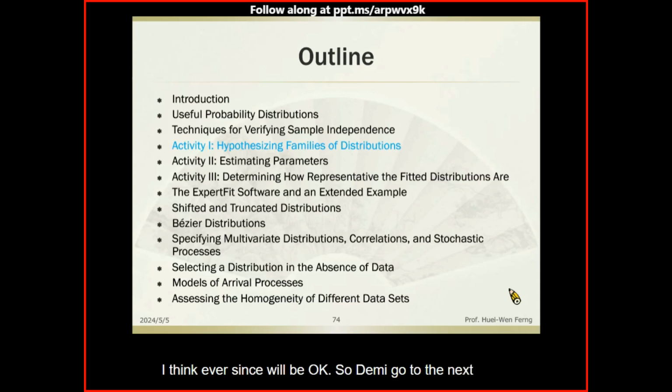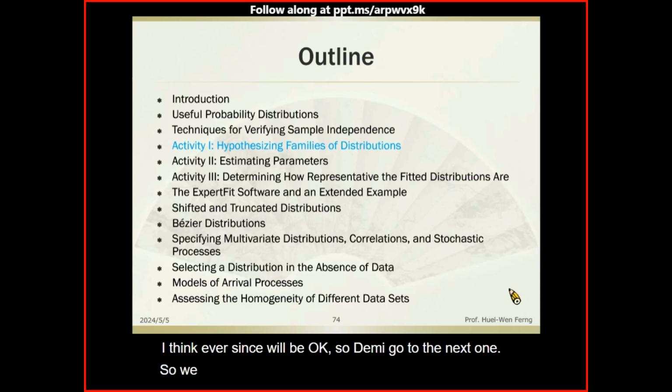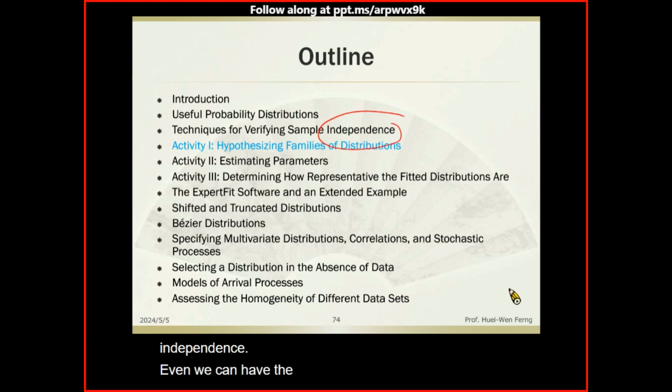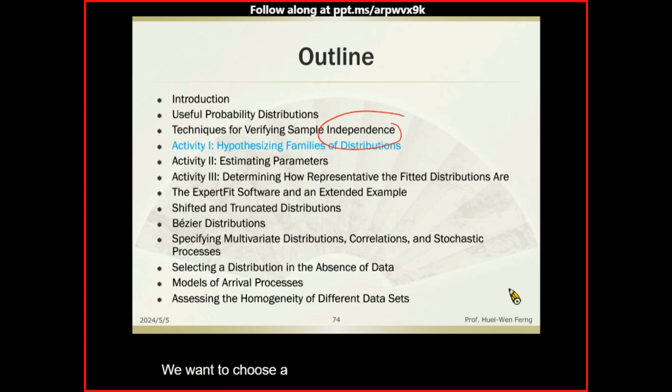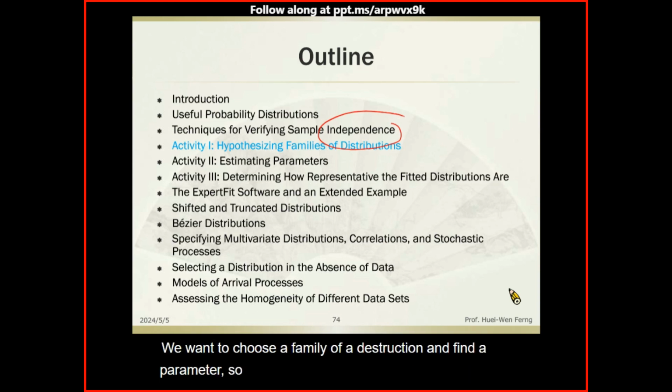We use correlation plot and the scatter diagram to check independence. There are other approaches, but in this discussion we only talk about these two. And next, we want to choose a family of distribution and find the parameters. So we have 3 activities.